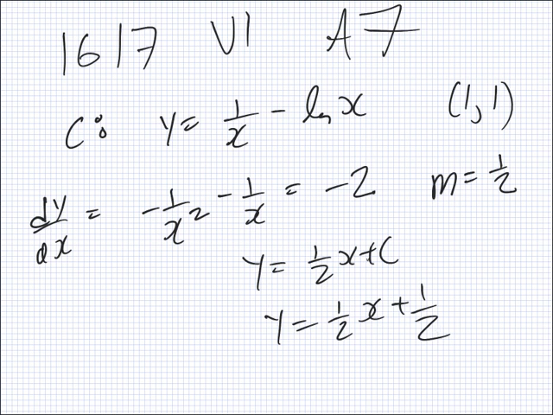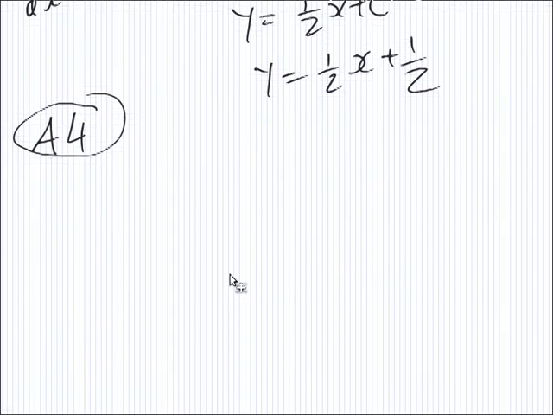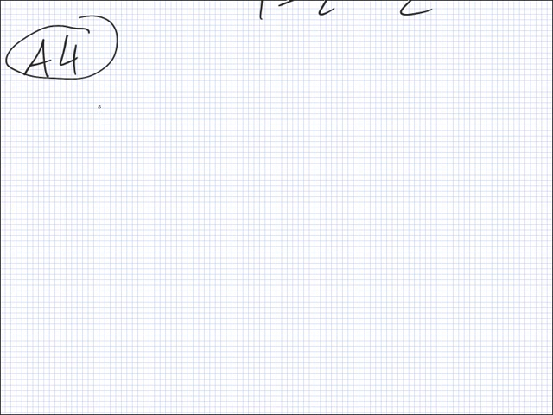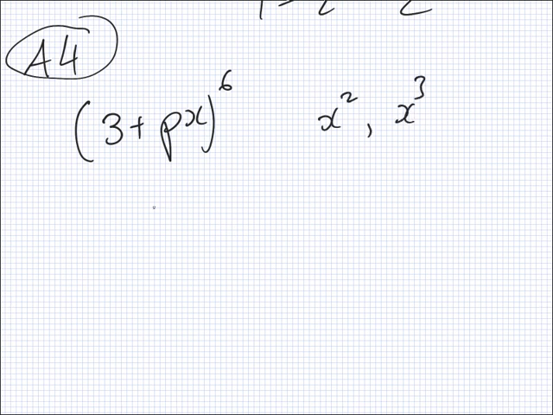Same paper. A4 next. A4: in the expansion of (3 + px) to the power of 6, where p cannot equal 0, the coefficient of the x squared term is the same as the coefficient of the x cubed term. Right, find p.